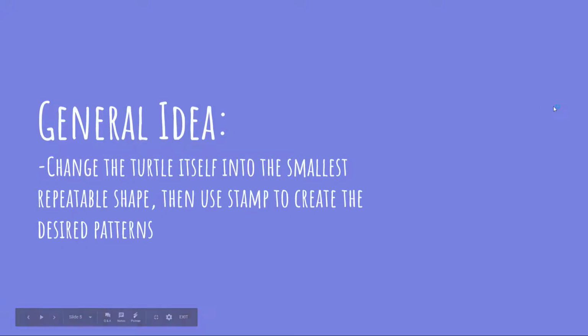So the general idea for my project in and of itself was to change the turtle itself into the smallest repeatable shape, aka that 3x3 square, then use the stamp function built into the turtle to create the desired pattern or patterns.